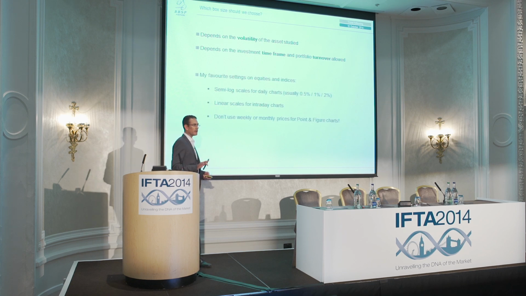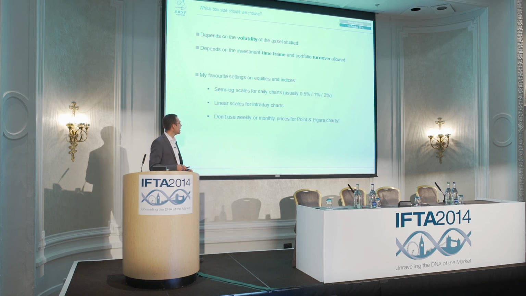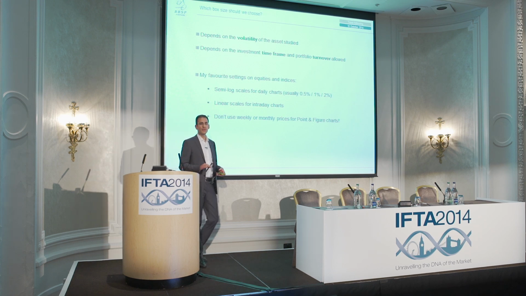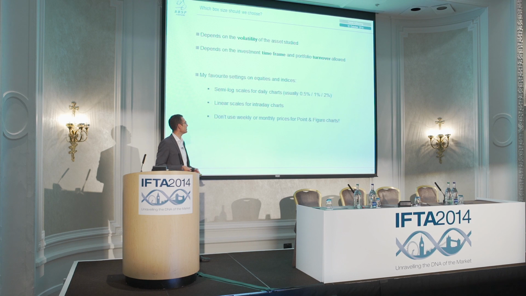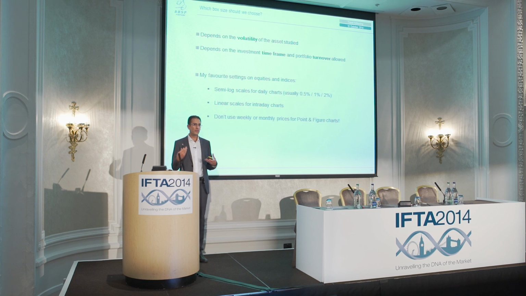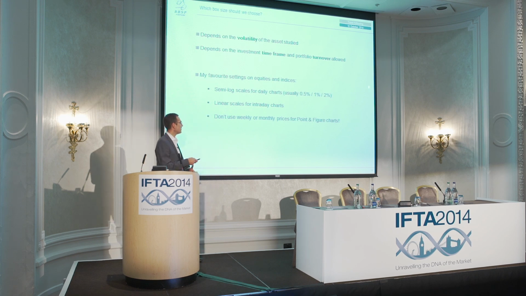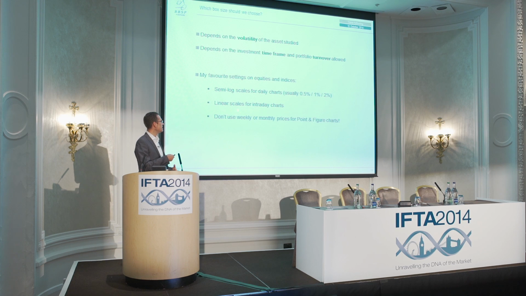Personally, I usually make recommendations on equity markets, so I follow mostly equities and indices. Most of the time, I like to use semi-log scales on equities with a box size around 1%. That's my preferred setting. For short-term views, I like to use 0.5%. And when you have a very volatile stock, so we see a few of them after that, I use 2%. If you want to do point and figure charts on intraday charts, always use linear scales. Semi-log scales don't make sense.